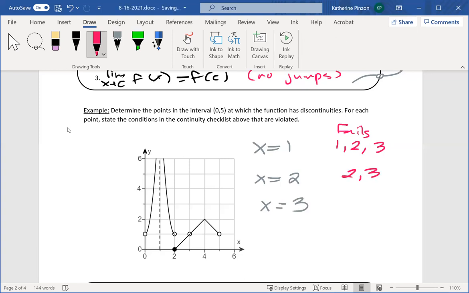Okay, here I am at x equals 3. Step number 1, does the function exist at x equals 3? No. Does the limit exist at x equals 3? Yeah, because the two sides meet. So this one's going to fail 1 and 3.